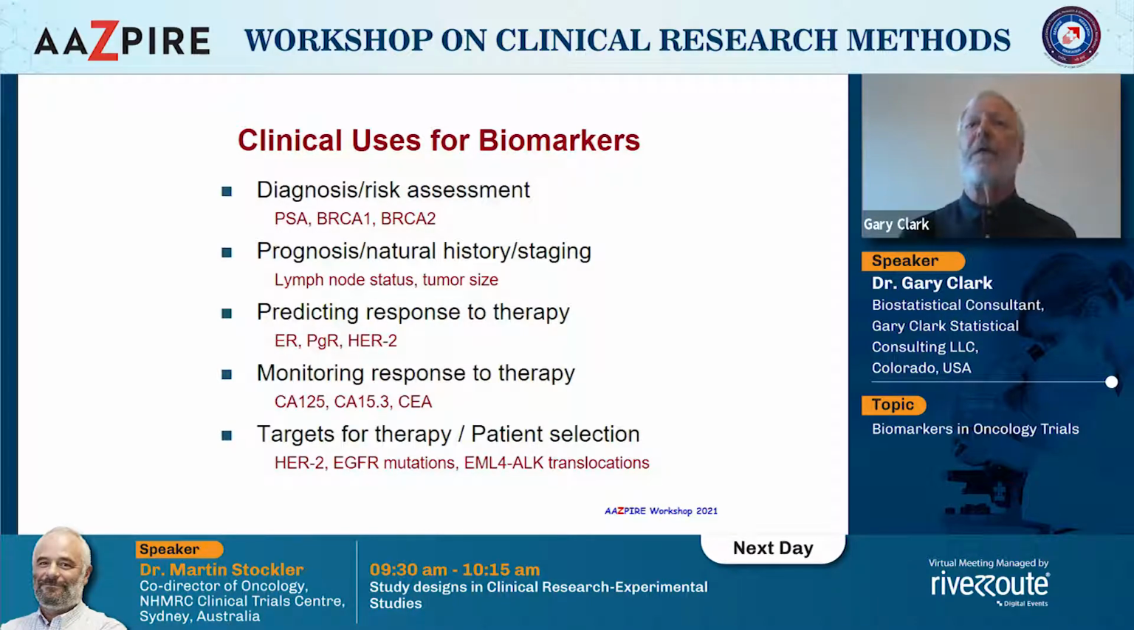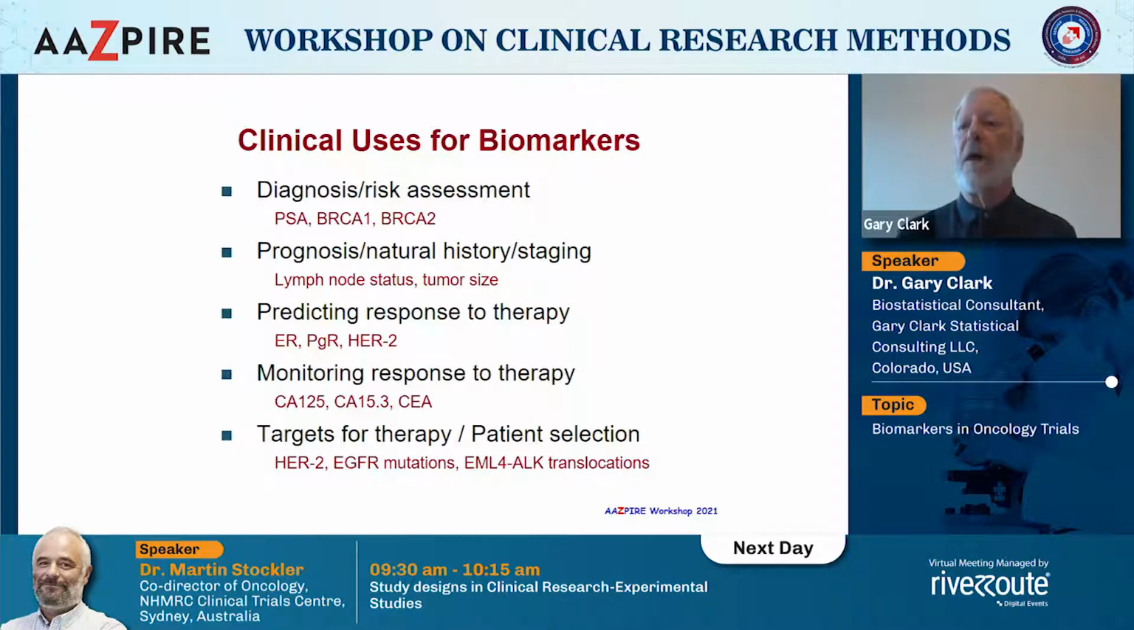Biomarkers can also be used to predict response to a specific therapy. So for example, anti-estrogens require an intact estrogen pathway. So the estrogen receptor, progesterone receptor status will help predict which patients will respond to that therapy. Similarly, drugs like trastuzumab or Herceptin require the activation of the HER2 pathway.